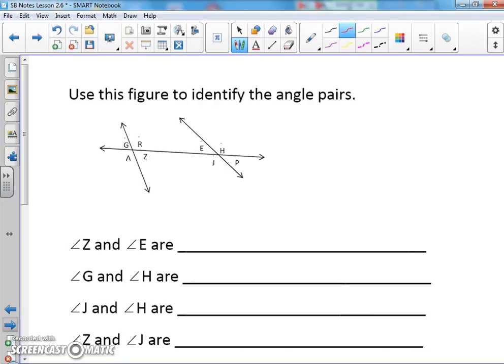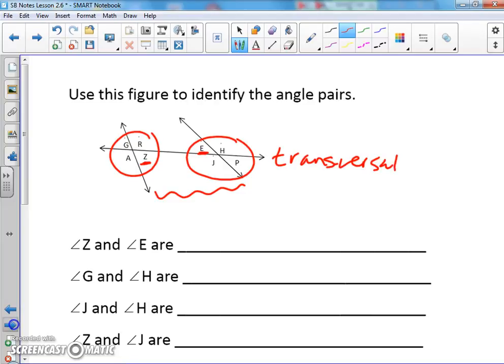Okay, so angle Z and angle E. The first thing I want to do is identify my clusters. So these are my 2 different clusters, and I want to find the angles I'm looking at. Angle Z is here, angle E is here. Since these are in 2 different clusters, I know they can't be a linear pair or vertical angles. They are both inside my boundary lines, so they are a pair of interior angles, and they cross the transversal, so they have to be alternate interior angles.